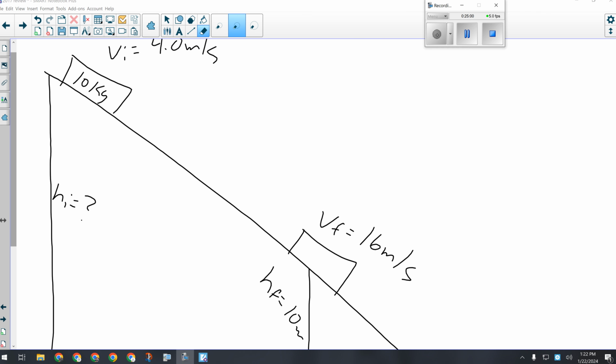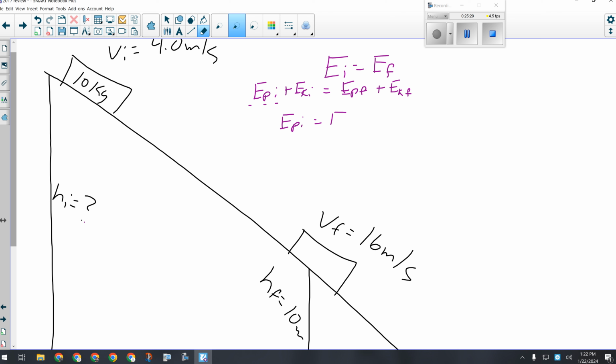So it's a conservation of energy question, so we've got EI equals EF. At the beginning, we have both types of energy, so we would have initial potential plus initial kinetic equals final potential plus final kinetic. What we're looking for is part of the initial potential, because we're looking for the initial height. So we would subtract EK initial over to the other side. So we would have this. Then we just plug in all of our formulas.